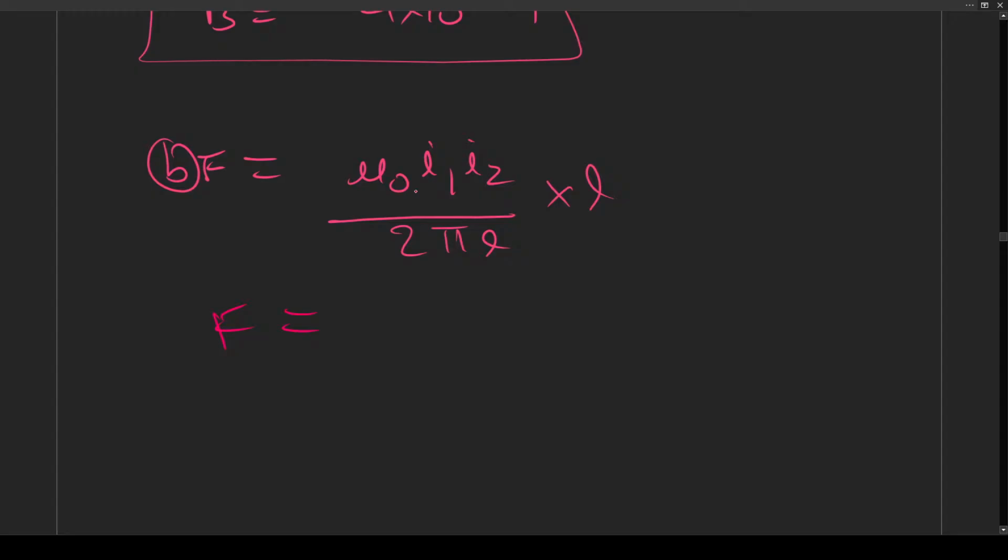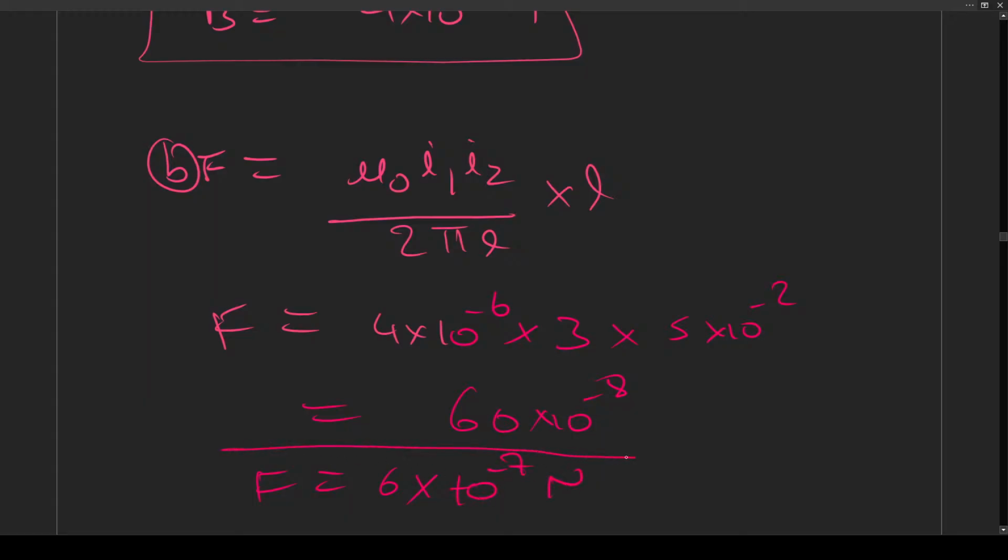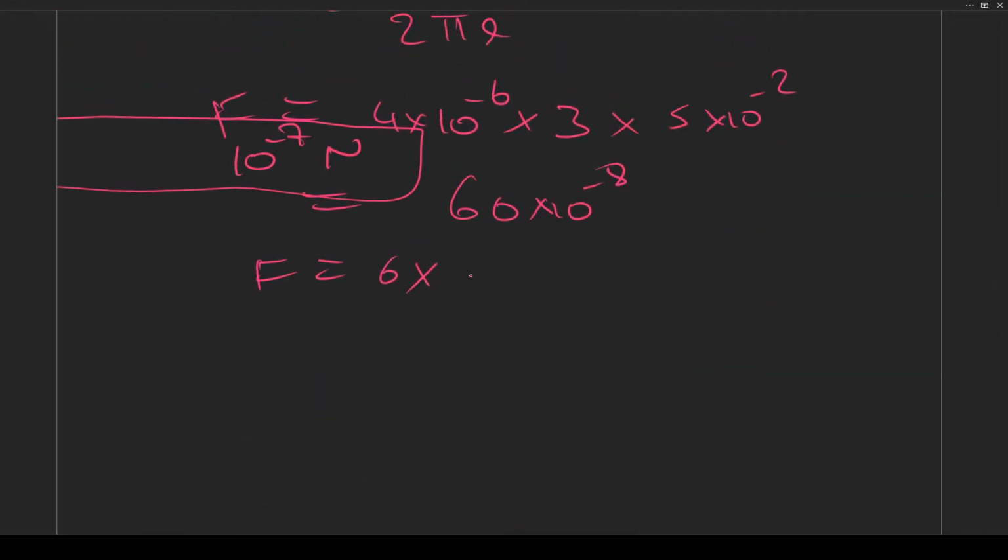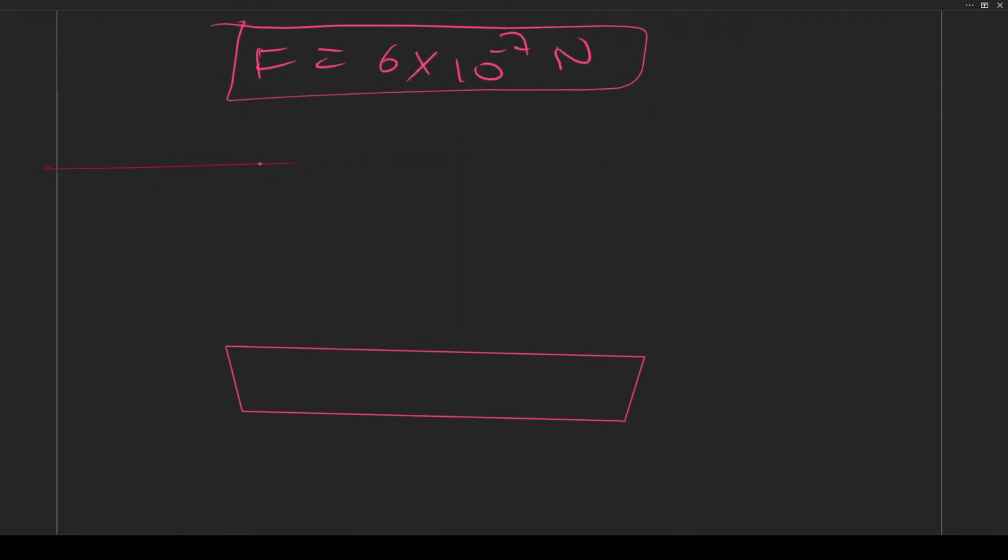F is equal to mu naught I1 by 2 pi r, which we got as 4 into 10 power minus 6, and I2 we know is 3 ampere, into L, which is 5 into 10 power minus 2. 12 5s are 60. 60 into 10 power minus 8 is equal to 6 into 10 power minus 7 Newton, or 600 nanonewton. Let's go to the next question.